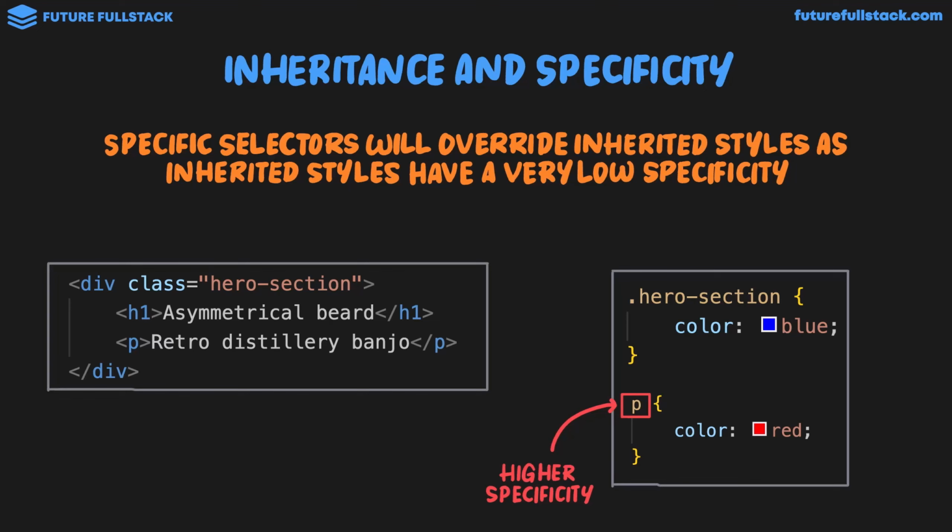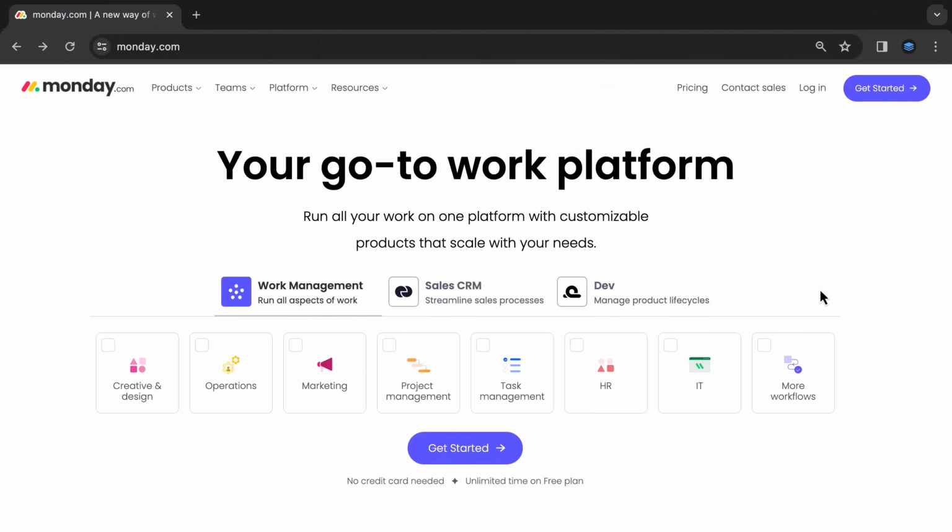So in our paragraph, the red color is applied, as it's overriding the blue color applied on the div, which is being inherited by the paragraph. Let's see this in action inside DevTools on the monday.com homepage.